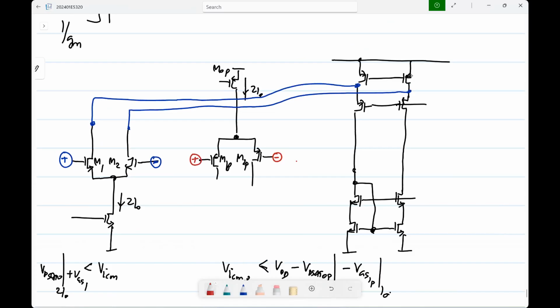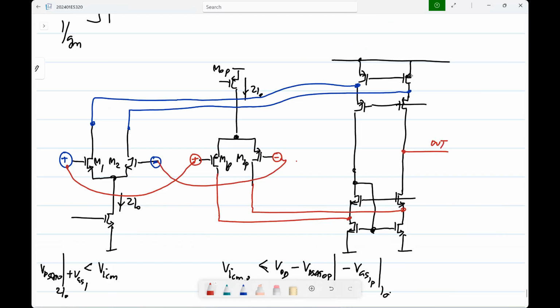These are connected together actually. These two receive the same input, which is the input of the op-amp. Both differential pairs are connected to the same inputs. Okay. And then you take the output from over there. Okay.